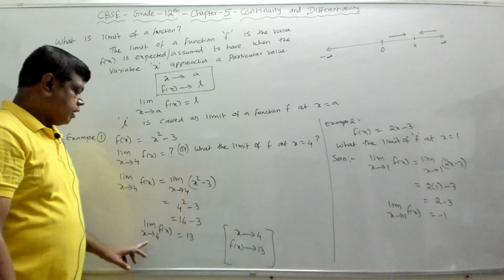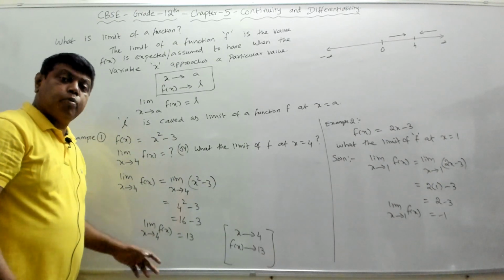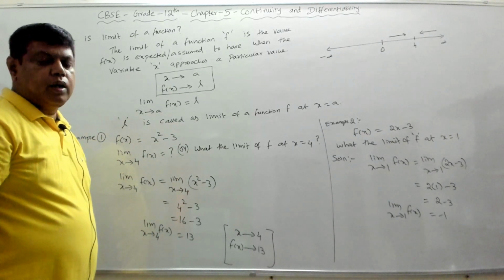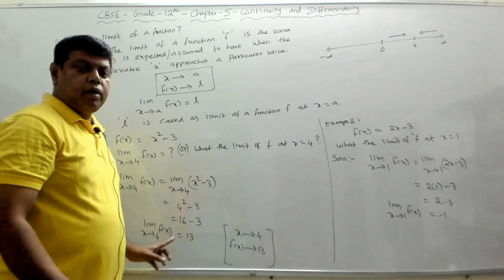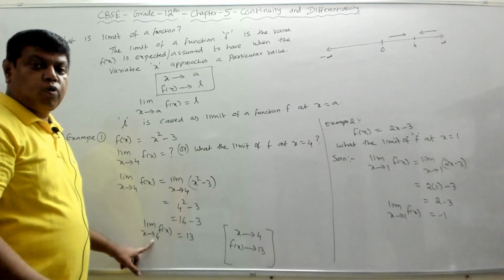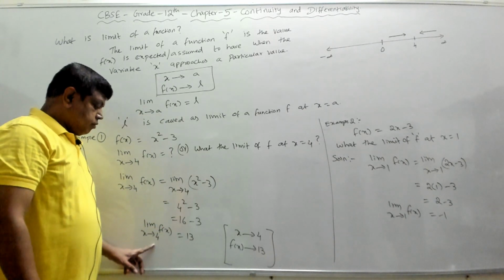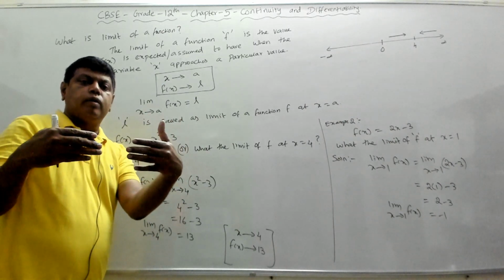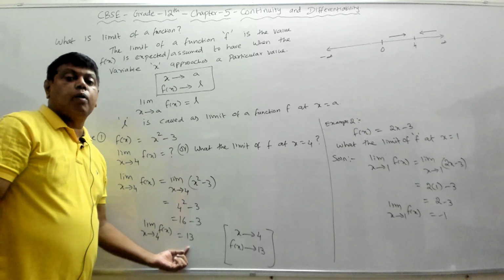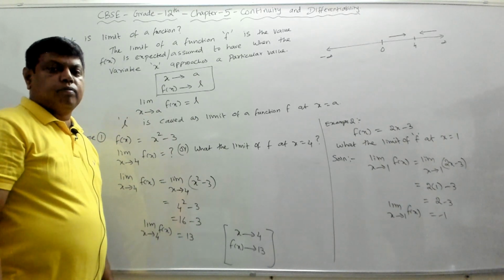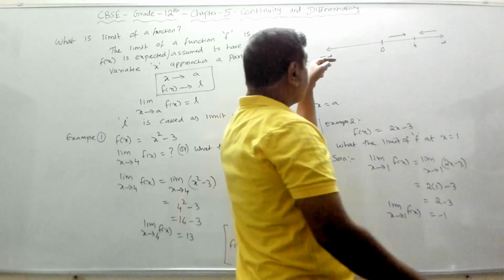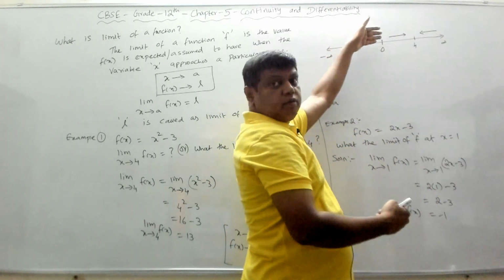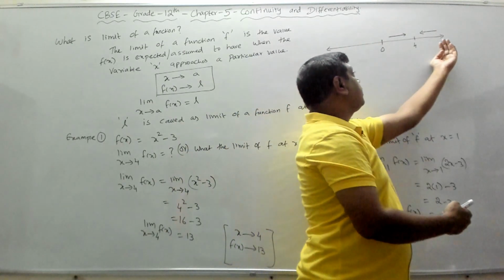So here when you say x goes to 4 of f of x, I can approach in any way, either from the left side or the right side. Any side, if x approaches 4 from any side of 4, either from the left side of 4 or the right side of 4, then f of x approaches 13. Right? So since we have two ways to approach 4, either from the left side of 4 or the right side of 4.